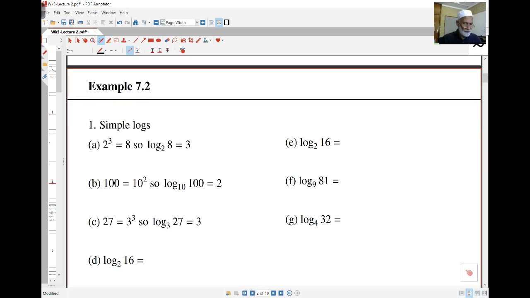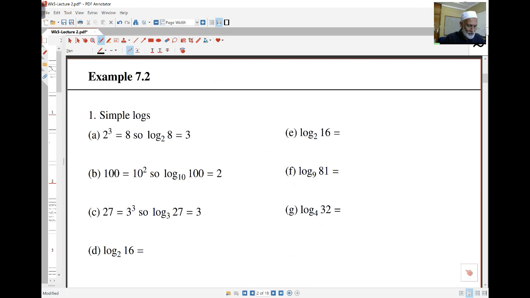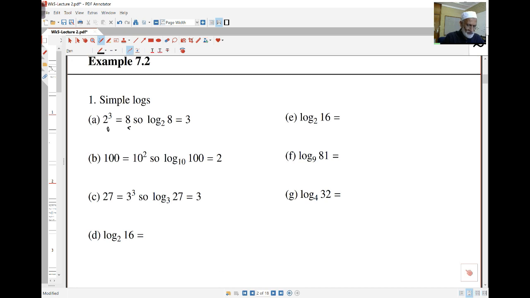Simple ones. Since 2 cubed is equal to 8, that means log of 8 to the base 2 is equal to 3. 100 is 10 squared, so log of 100 to the base 10 is equal to 2. 27 is 3 cubed, so log of 27 to the base 3 is equal to 3. And I know that 16 is equal to 2 to the 4, so the log of 16 to the base 2 is equal to 4.